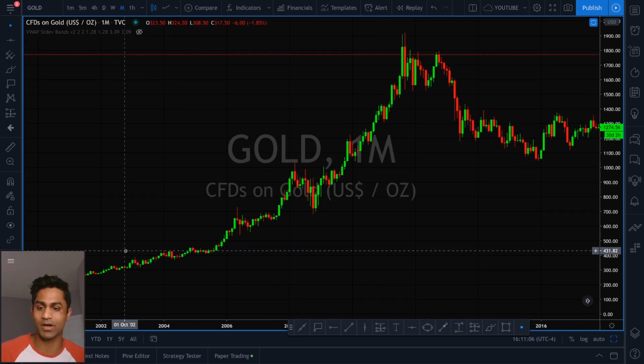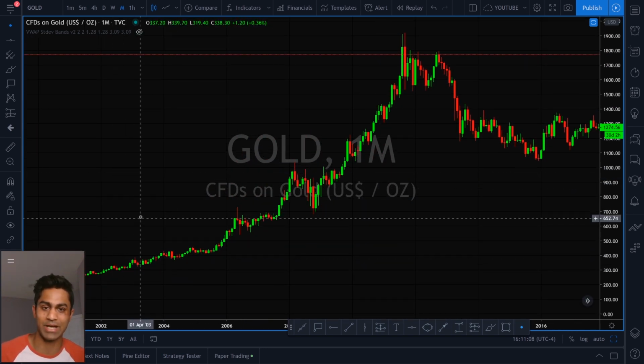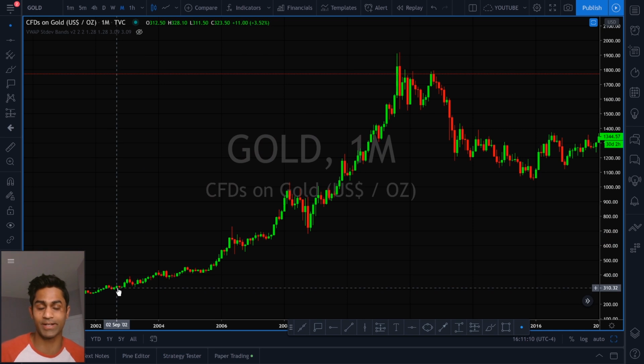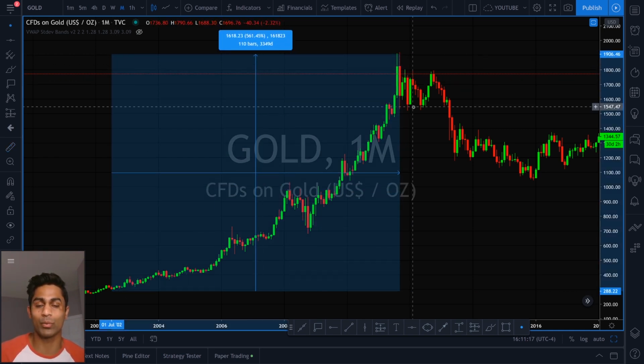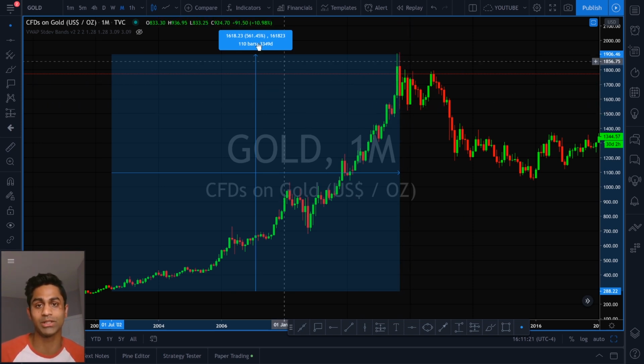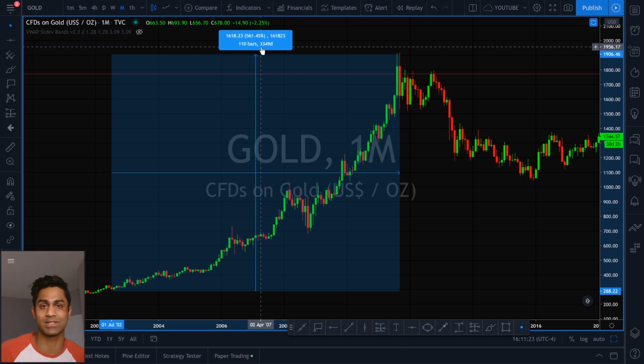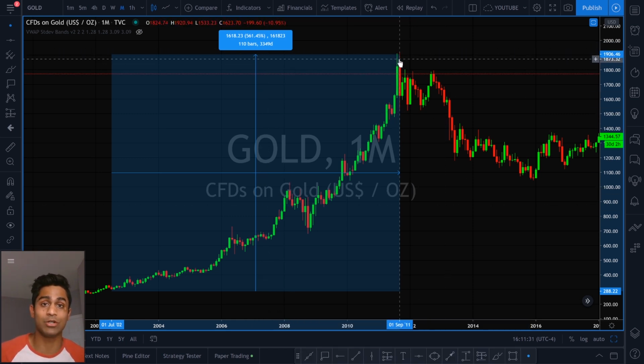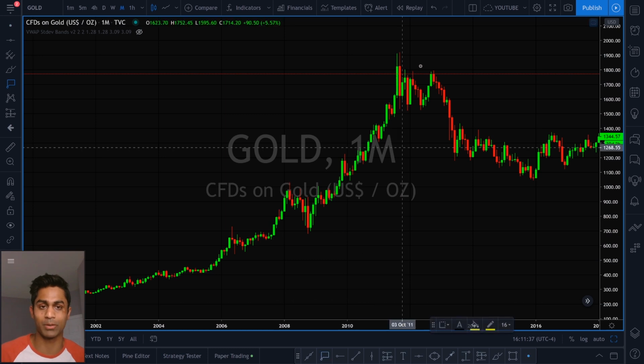Going back as far as 2002, early 2000s, you guys can see that when gold was trading at around $310 an ounce, it has gone up significantly, all the way to over $1,900 per ounce, giving us a good 561% return in the last 11 years. So this right here was the all-time high that the price of gold hit back in September of 2011. We will go ahead and put a price label right there.